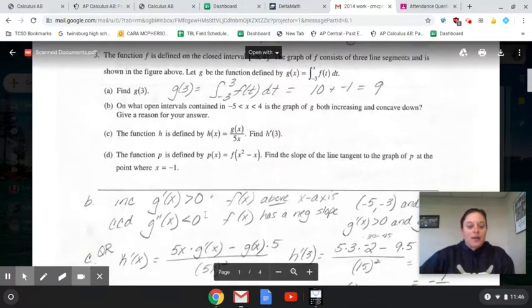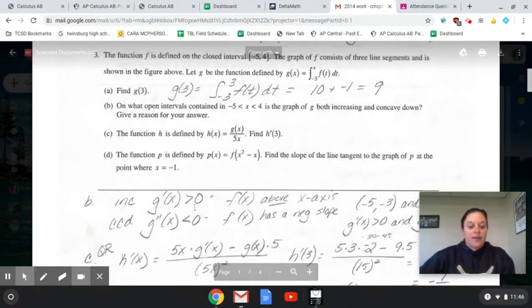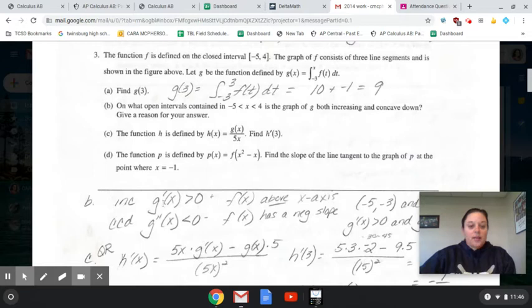Here's what I started with. I just wrote down, what does it mean to be increasing? What does it mean to be concave down? To be increasing, the first derivative has to be positive, bigger than 0. And the second derivative, to be concave down, would have to be negative, less than 0. So I made that little list.